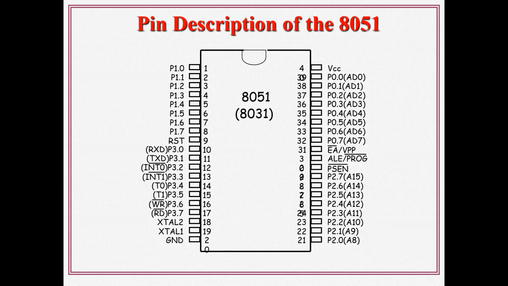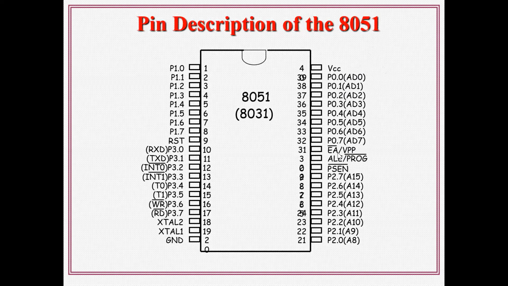The remaining 40th pin is VCC on the right side, and next is port 0, 0 to 7. This port 0 is associated with AD0 to AD7. AD0 indicates address and data buses. The lower order address bus is multiplexed with the data bus so that we can reduce the number of pins by using the multiplexing concept. And the next pin is EA bar or VPP.